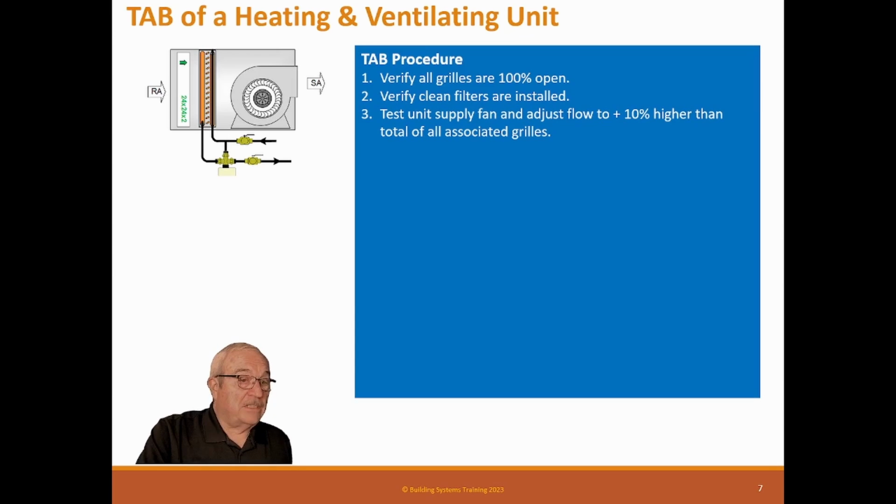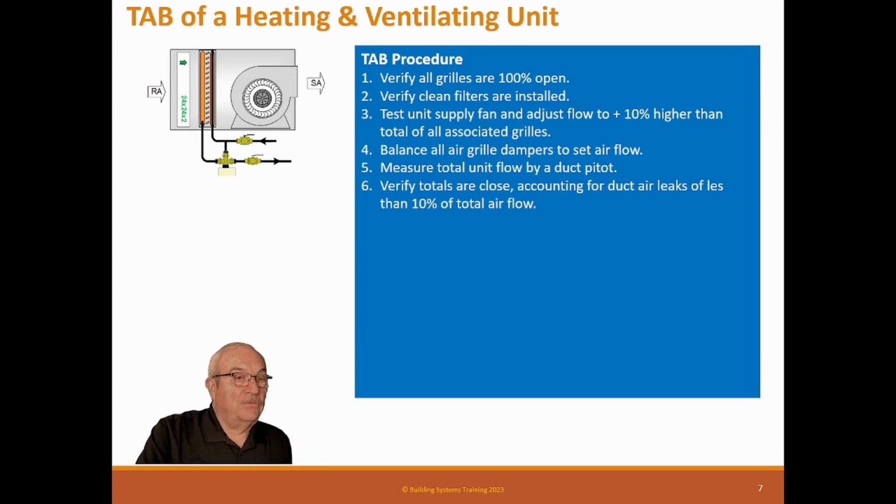If it's a constant volume fan and you don't have a choice for that, turn it on and find out where you're at. Do a pitot if you have to, or do a fan curve to figure out where it's at. Balance all the grill dampers to set the flow. So then you go out and you balance the grills. And then you want to make sure that we know what the total flow is when we're done. You've gone and balanced all the grills, you have them at design flow, and you have your sheets, and you have the totals of that.